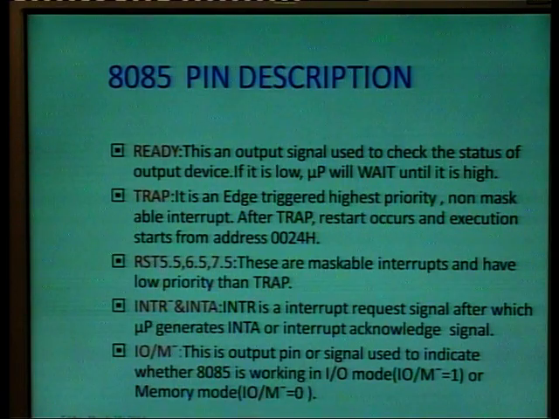IO/M is an output pin or signal used to indicate whether 8085 is working in the IO mode or memory mode. When this signal is high, it means the CPU is going to perform the input output operation with the IO devices, and if this signal is low, then this identifies that the CPU is going to perform the operation with memory.